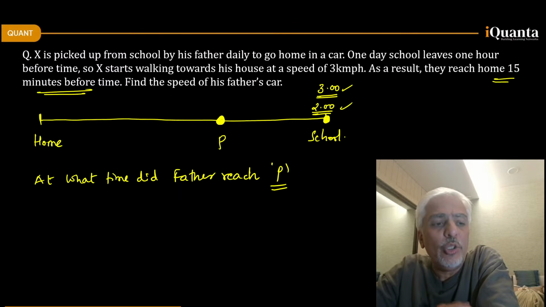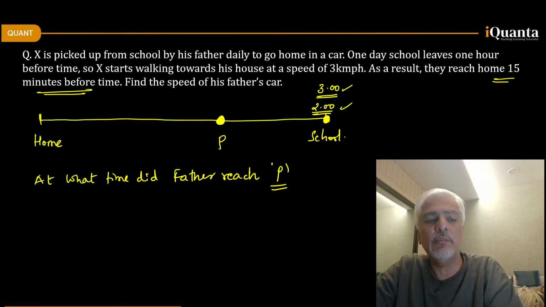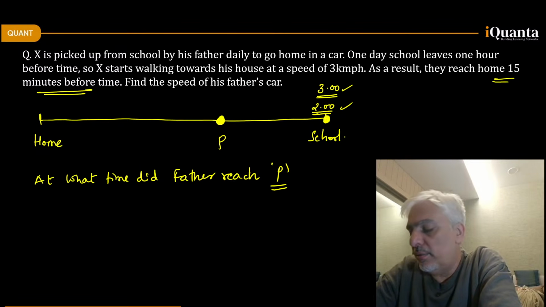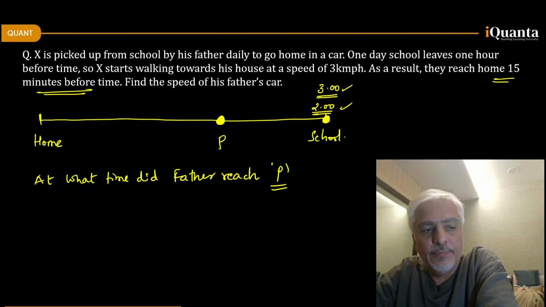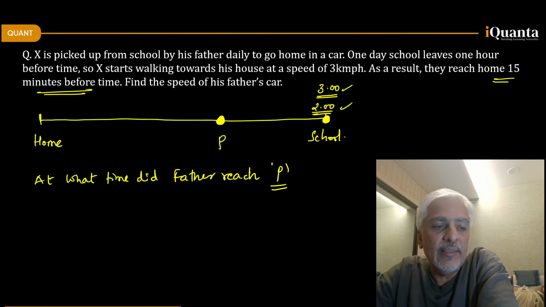Wrong. P is not even a time. P is a spot, Tejaswani. P is that spot. He is supposed to reach school at 3 o'clock. When did he reach point P? I want a time. Wrong, Priyanka. Think a little bit. Wrong, Tejaswani.